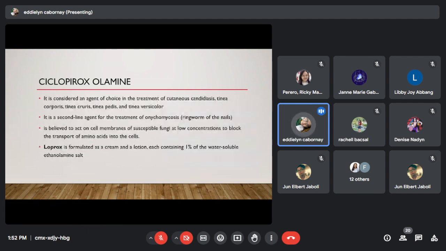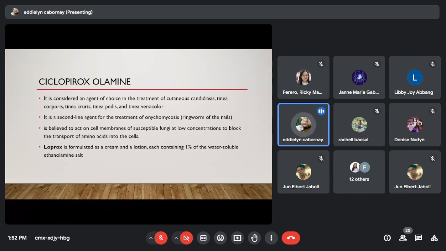So we also have ciclopirox olamine. So it is considered an agent of choice in the treatment of cutaneous candidiasis, Tinea corporis, Tinea cruris, pedis, and versicolor, the different types of tinea. So it is the second line agent for the treatment of onychomycosis. So onychomycosis is the ringworm that is present in the nails.